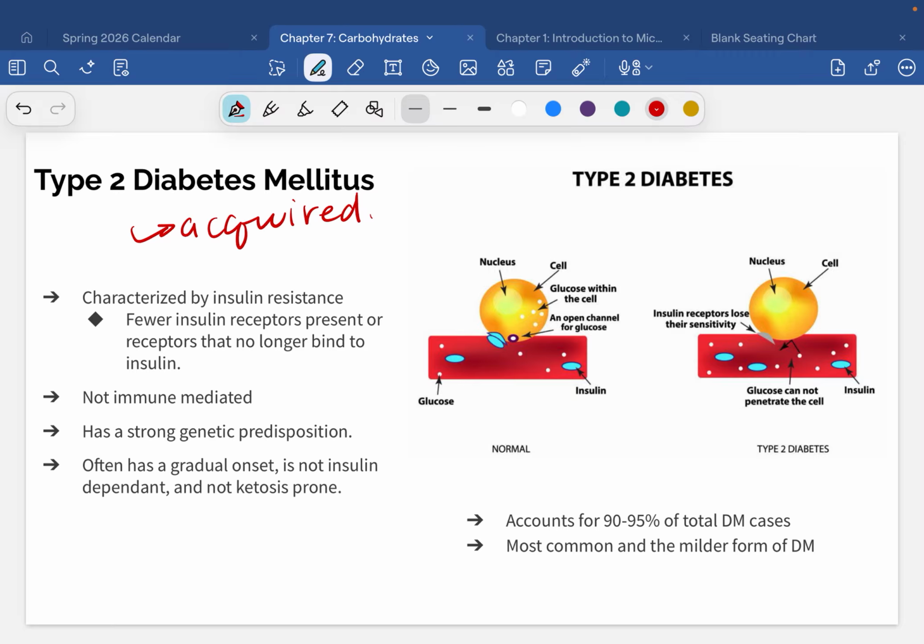It is the most common and generally the most mild. People who have type 2 diabetes, usually their diabetes can be controlled with diet, and nowadays things like Ozempic and Mounjaro decrease insulin resistance and actually kind of treat it. They don't quite cure it yet, but maybe they will soon.